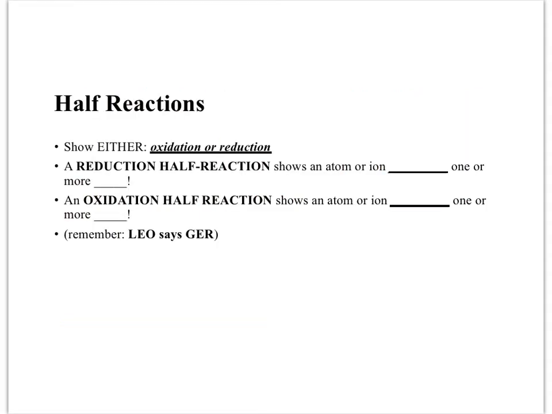Okay, so when you're looking at these processes, let me just rewrite this equation real quick. When you are looking at the processes of oxidation and reduction in an equation, you can isolate the two halves, right? So a half reaction is going to show either the oxidation part or the reduction part. A reduction half reaction shows an atom or ion gaining one or more electrons, and an oxidation half reaction shows an atom or ion losing one or more electrons.